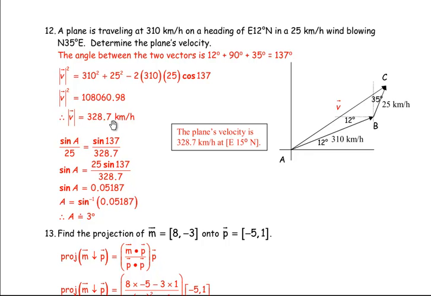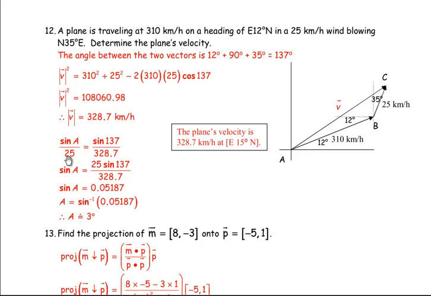Notice that it's a little bit faster than the airspeed because the wind's actually sort of blowing it along and helping it a bit. Now we need a direction. Well, I would find the angle A here, this little skinny angle in here, to use to find a direction. So I'll use the sine law for that. The sine of angle A over the 25 side would equal the sine of this 137 degrees over this length of the side we just found, the 328.7.